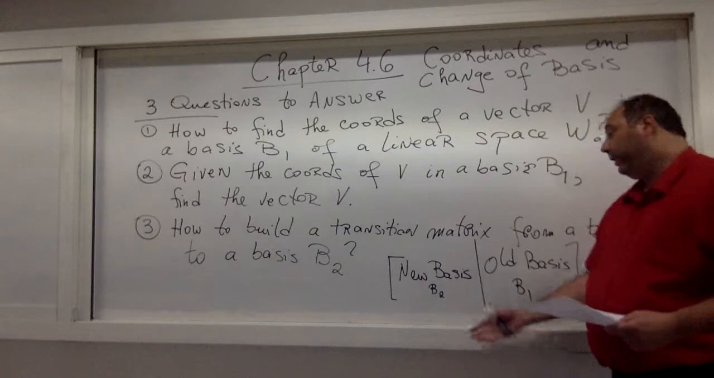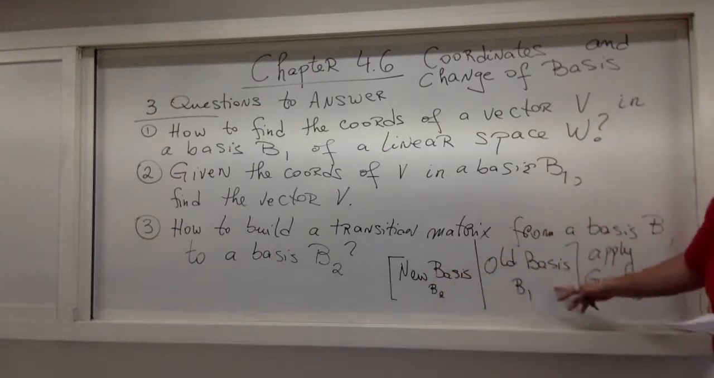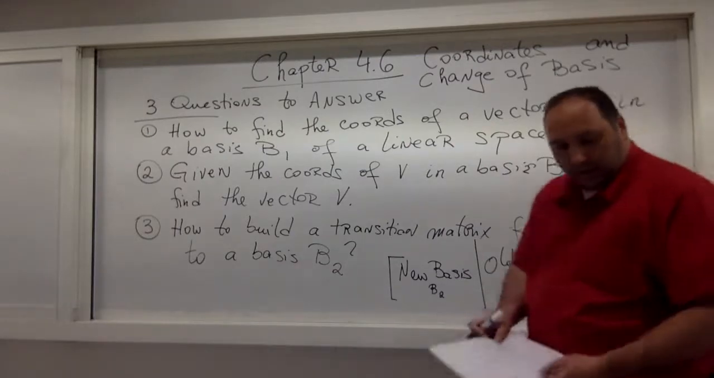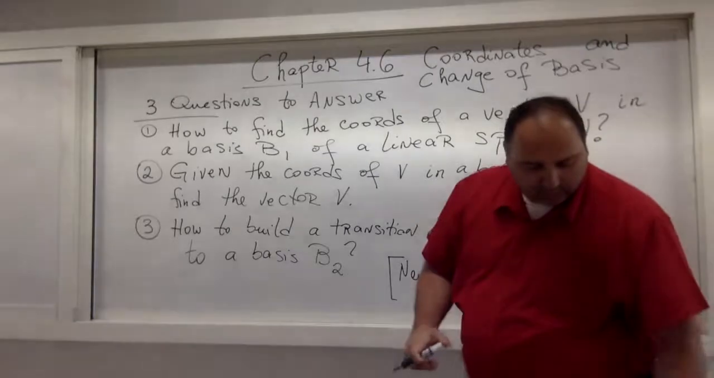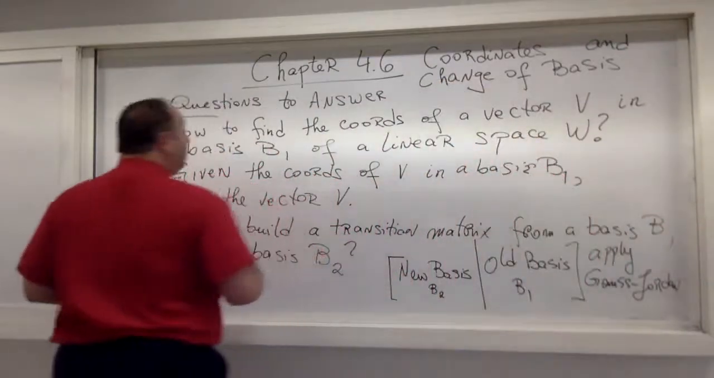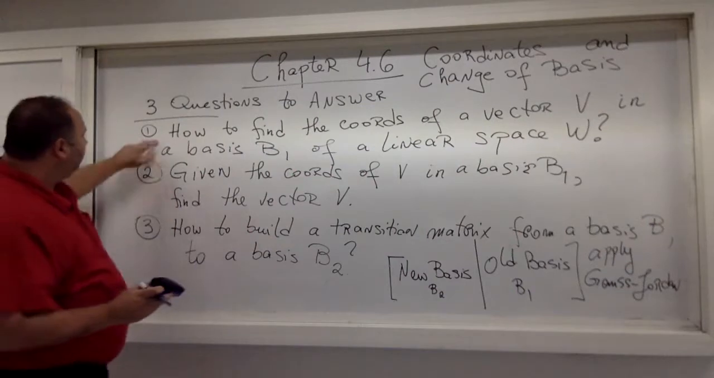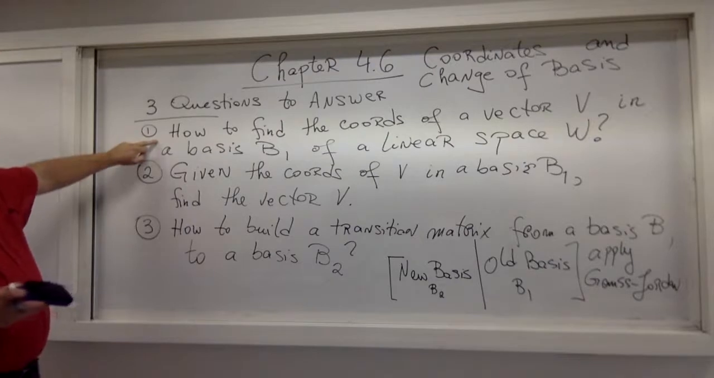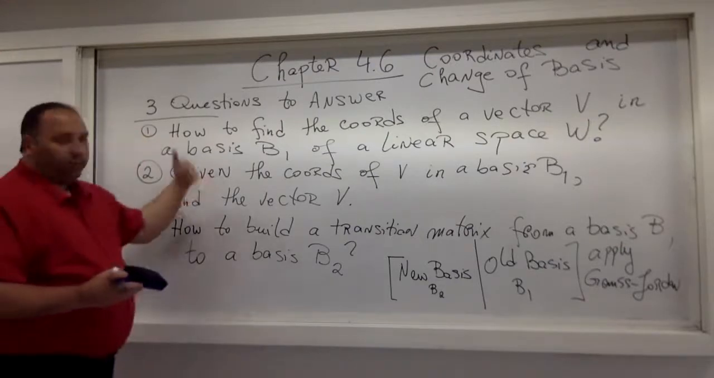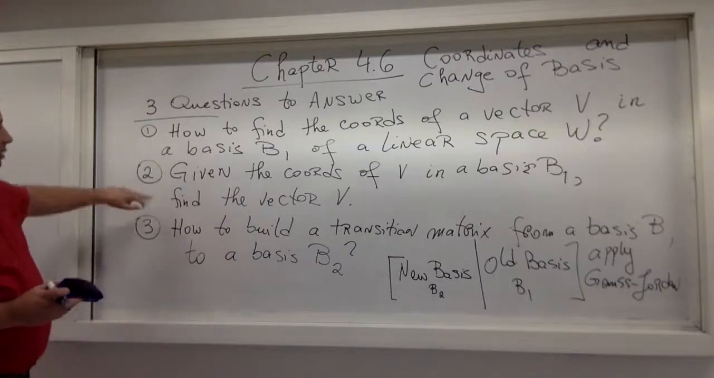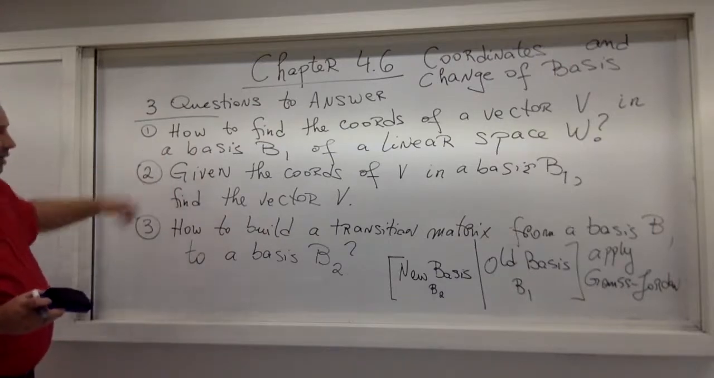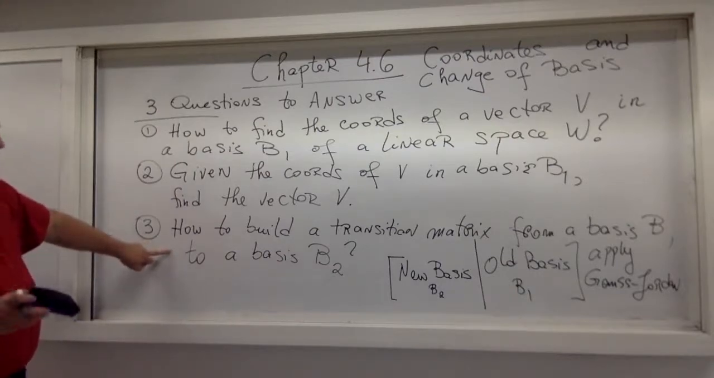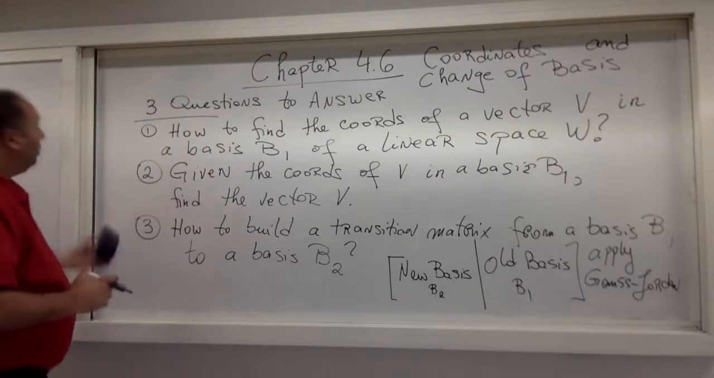So until when? Well, until you get identity on this side, and on the other side, you will get your transition matrix. So life will be very easy now. Let me try to illustrate how to do all this, one thing at a time. We will start with the first objective: how to find coordinates of a given vector in a given basis. If I change basis, coordinates will change. And then we will go to the easiest part, which is given coordinates, find the guy. And then we are going to build systematically a transition matrix between two bases.